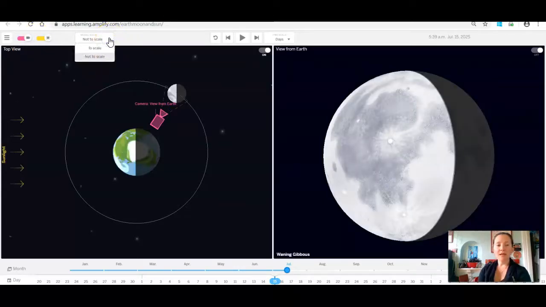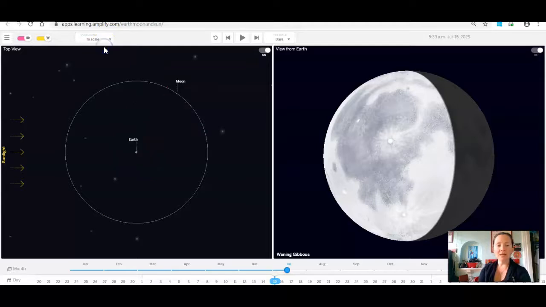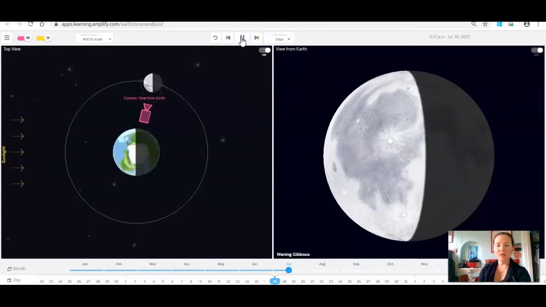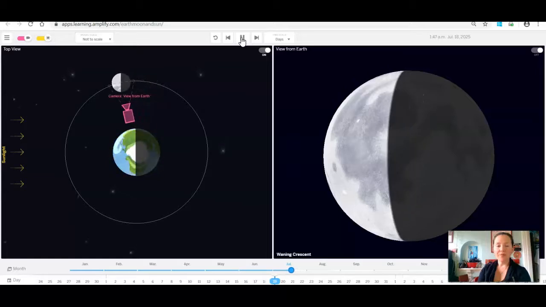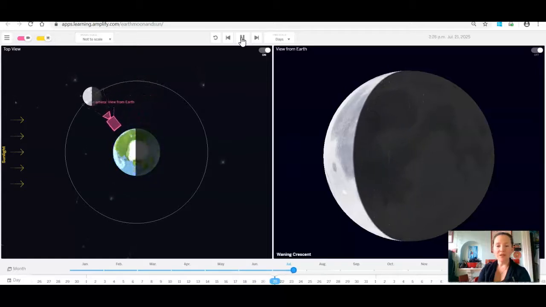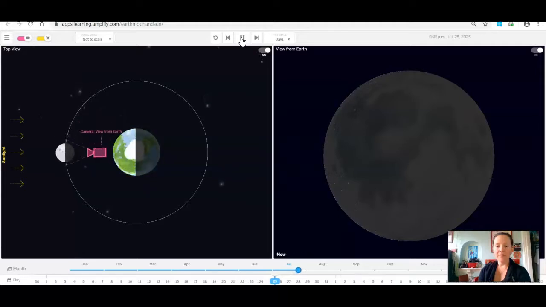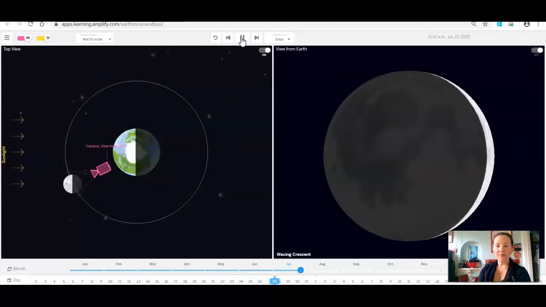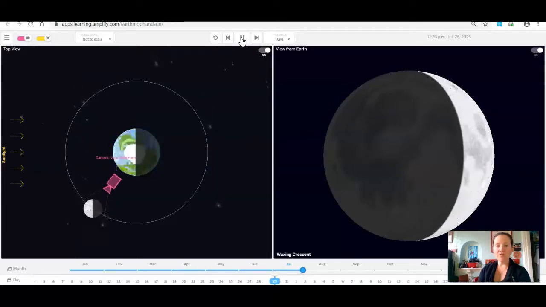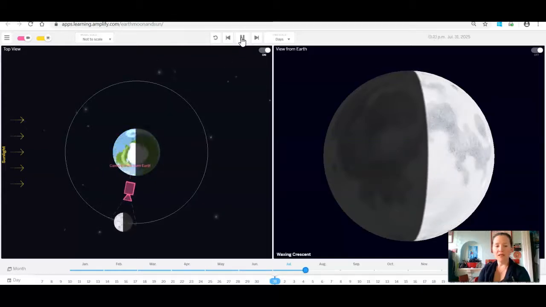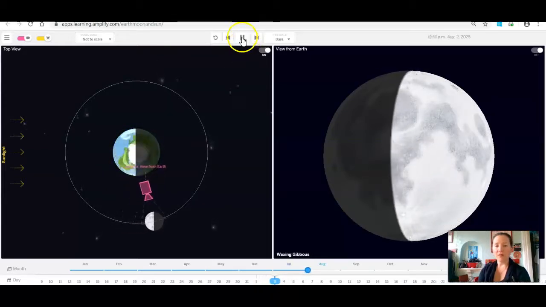Model not to scale. What does the model to scale look like? Ooh, it's really hard to see everything. So it's easier if you turn it back on to scale. And then you can also just let it play and run through. If you don't want to manually scroll around, you can just see what's happening over time. All right. Hopefully that gives you all the information that you will need to complete the packet, and then I can stop here. I can pause it.